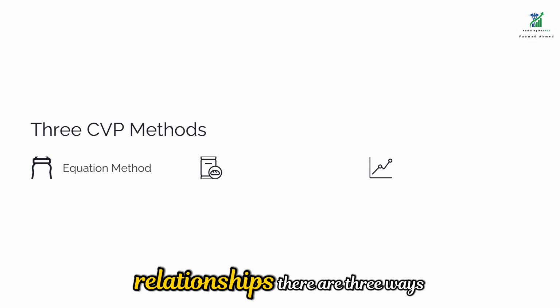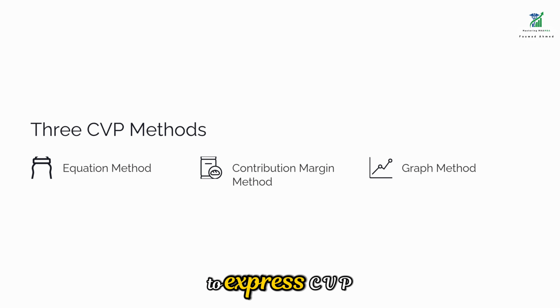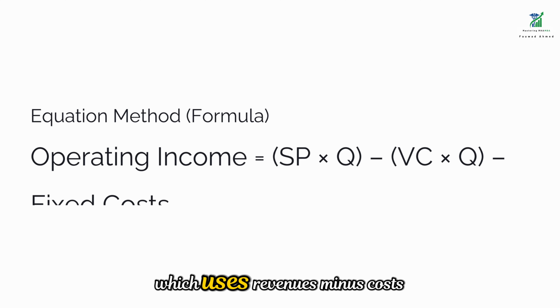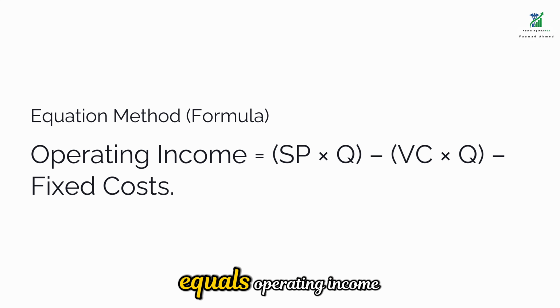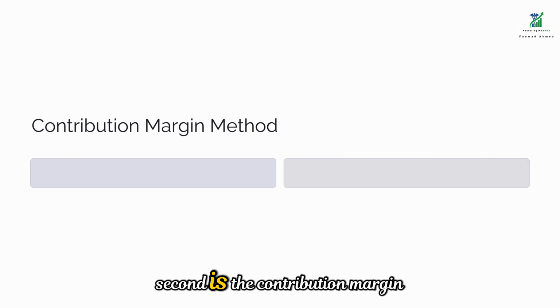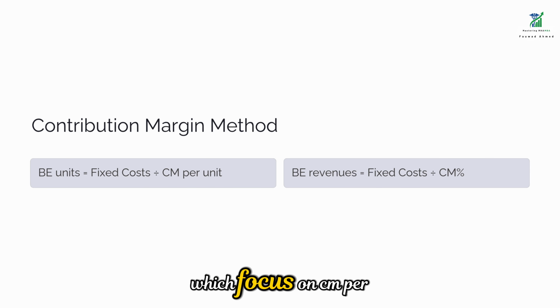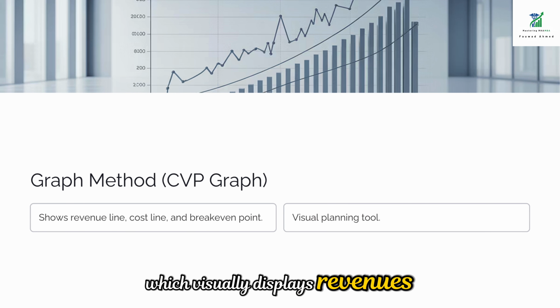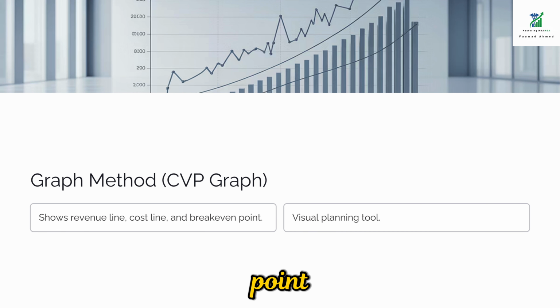Expressing CVP relationships. There are three ways to express CVP relationships. First is the equation method, which uses revenues minus costs equals operating income. Second is the contribution margin method, which focuses on CM per unit or CM percentage. Third is the graph method, which visually displays revenues, costs, and the break-even point.